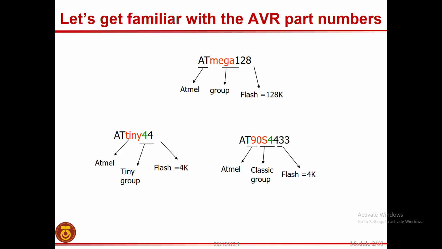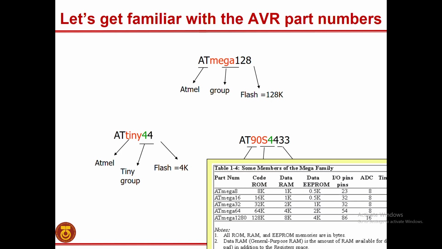As for the AVR families and different part numbers and their naming, we can see different types of AVR part numbers. For example, starting from ATmega128. The AT refers to Atmel, and Mega is a group having a flash storage of 128K.